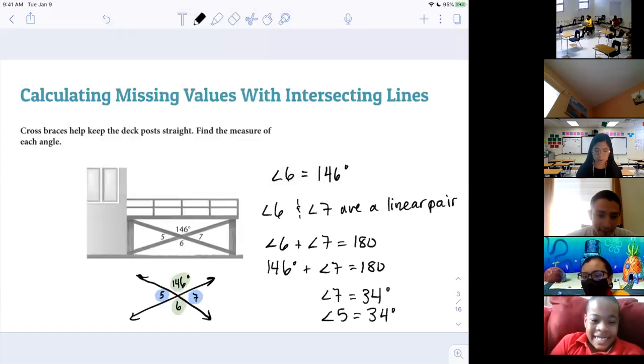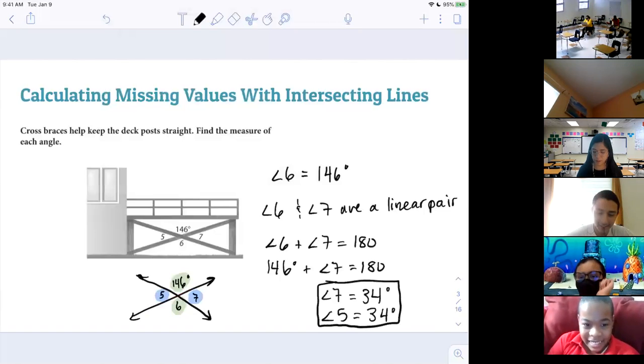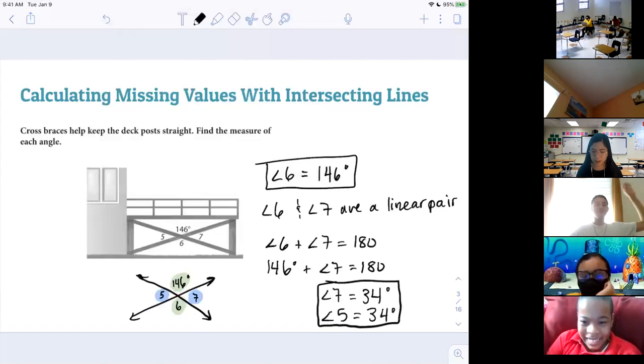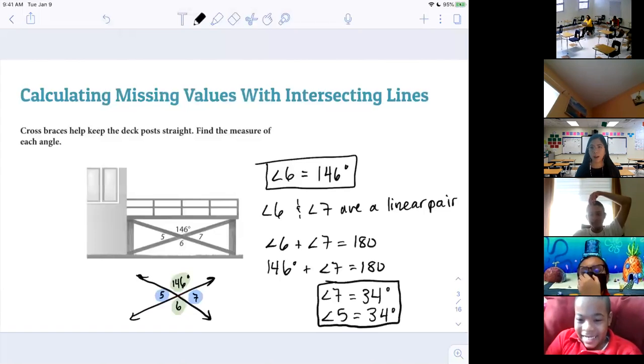So remember, if they're vertical, they're going to be equal to each other. And then the other missing angles, you subtract from 180 to get those. Any questions on this problem? No. Okay.